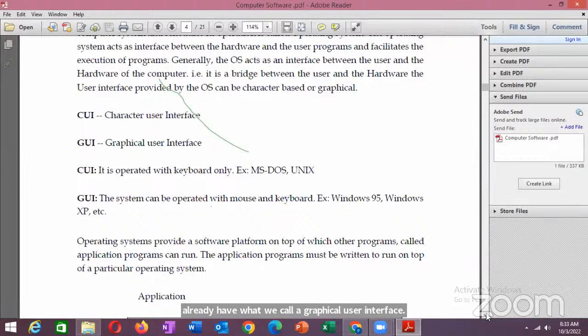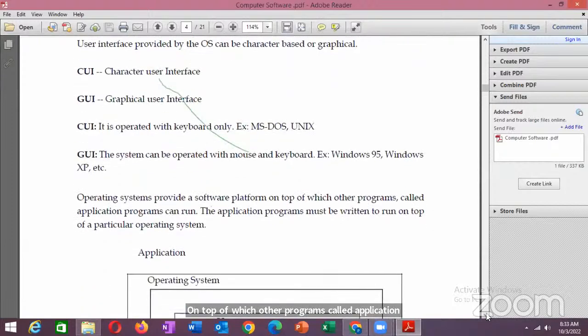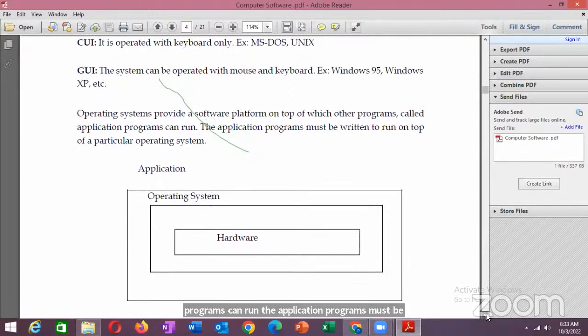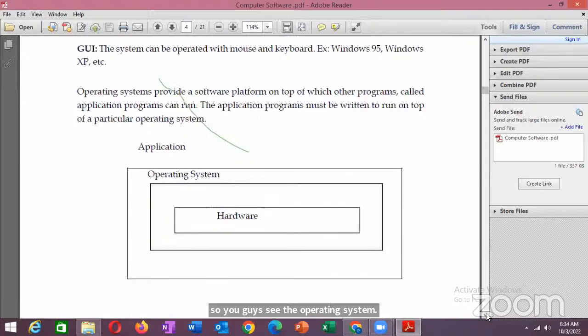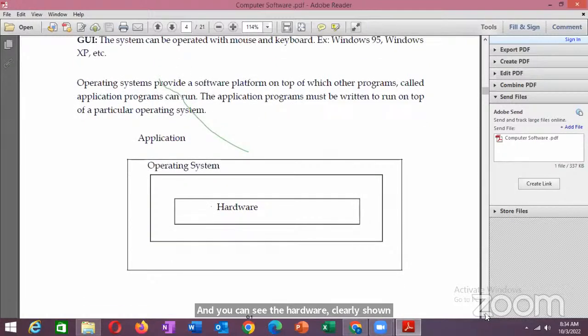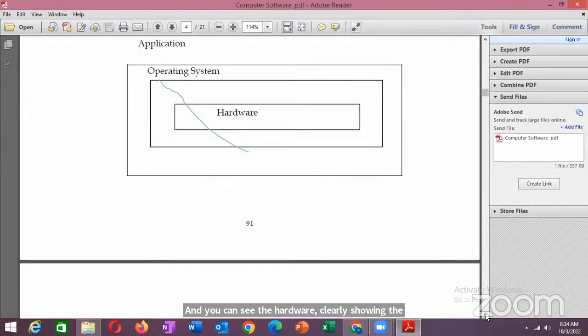Operating systems provide a software platform on top of which other programs, called application programs, can run. The application programs must be written to run on top of a particular operating system. So you can see the operating system and you can see the hardware. It's clearly showing the hardware and the operating system. Then you can see the application.